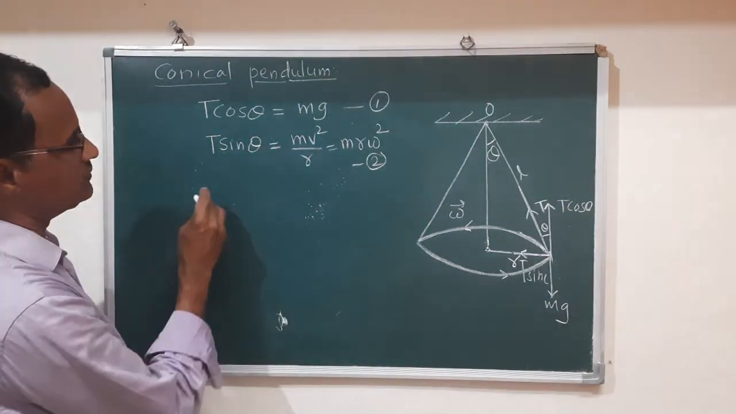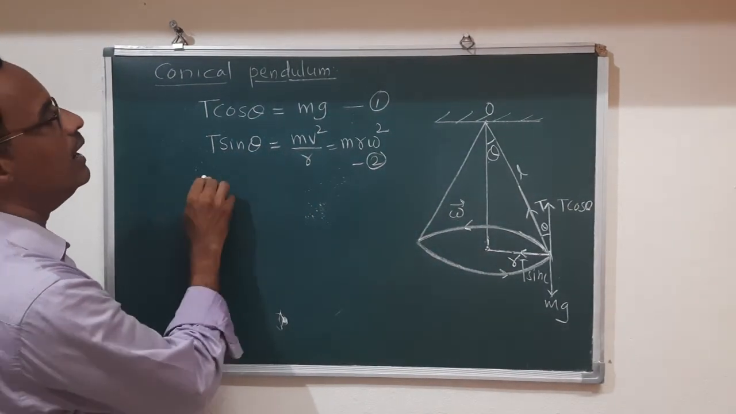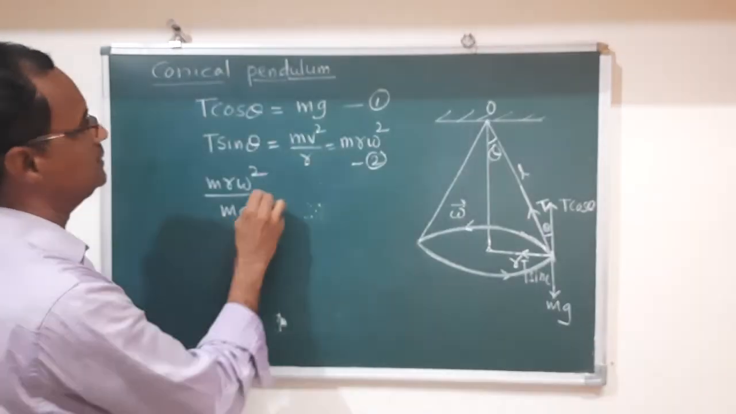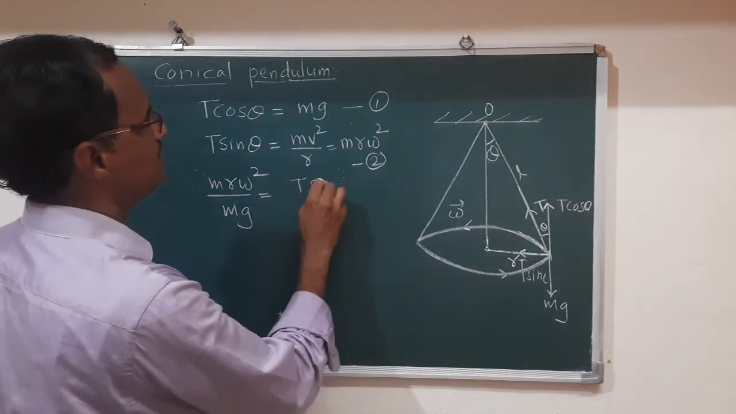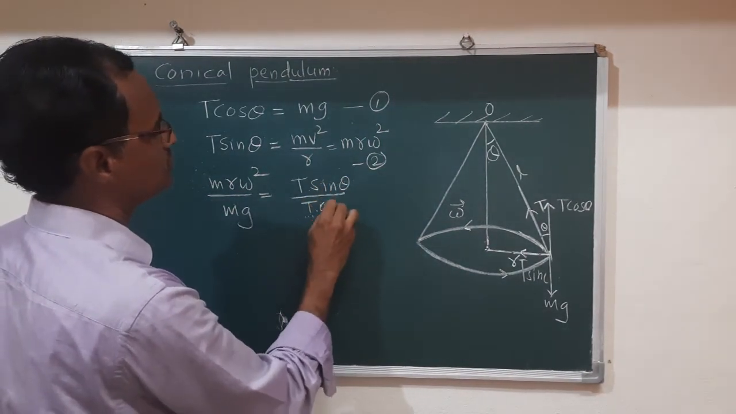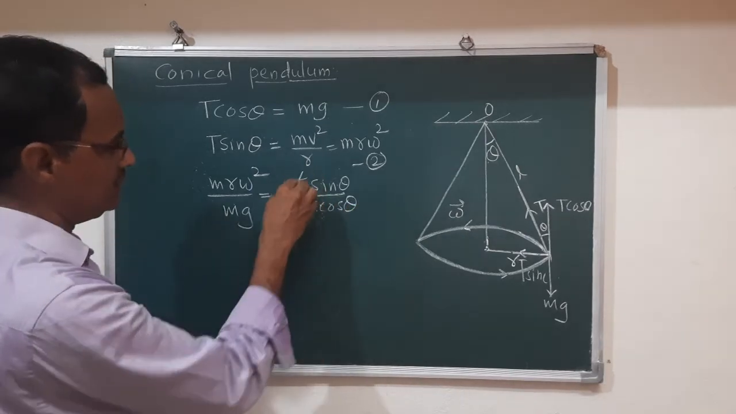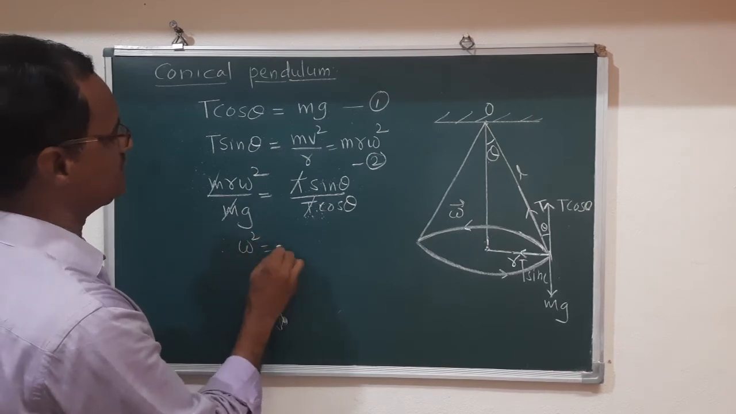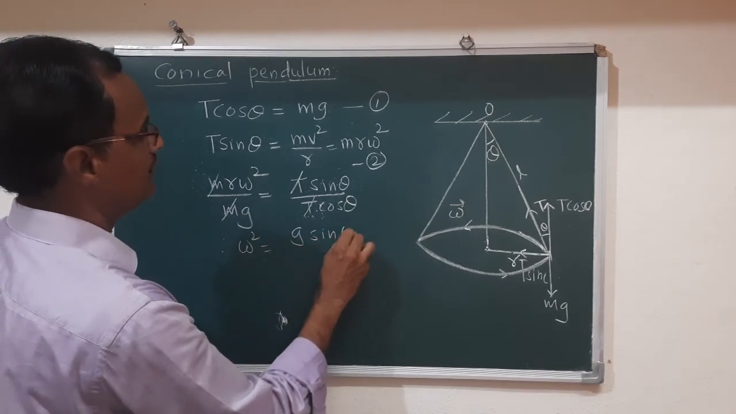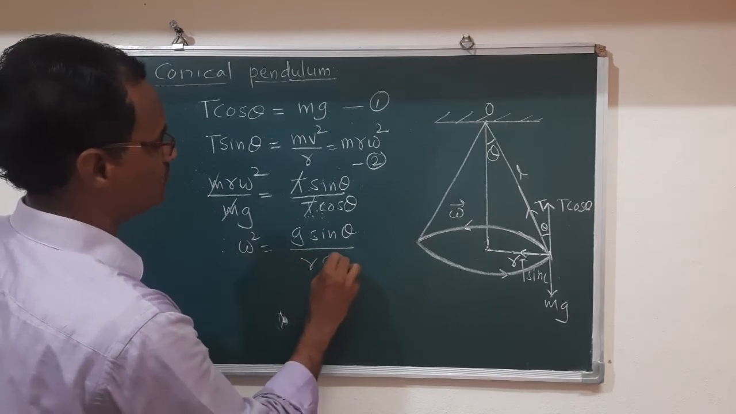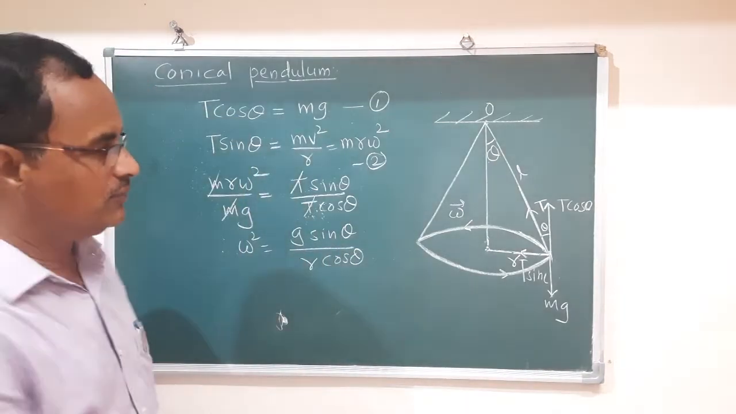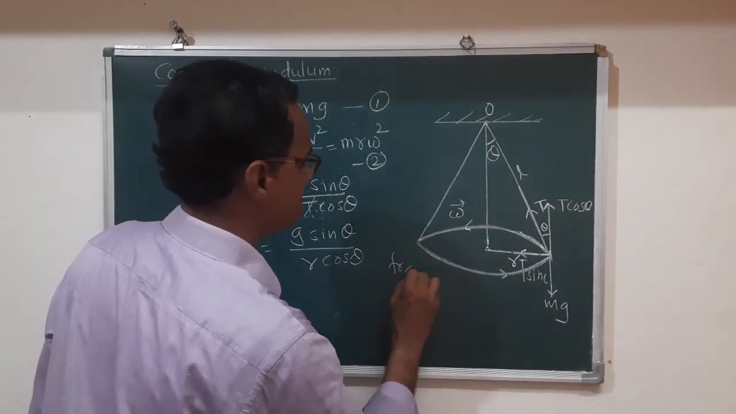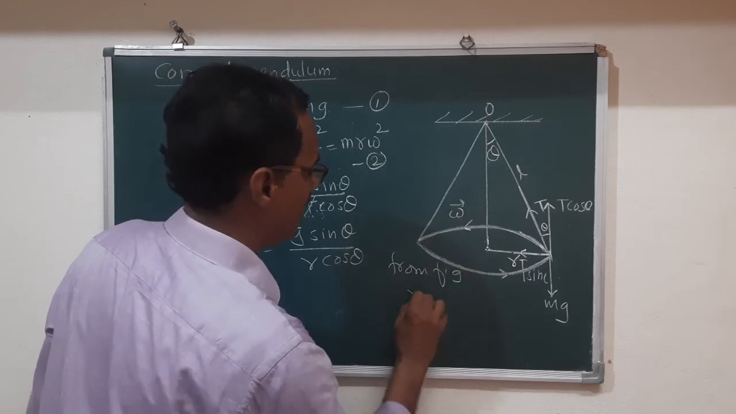Okay. Now, dividing both equations, we get m r omega square upon mg is equal to T sin theta upon T cos theta. Now here T and T cancel out, m and m cancel, and therefore omega square is equal to g sin theta upon r cos theta. Now here from the figure, the value of r, r is equal to what?